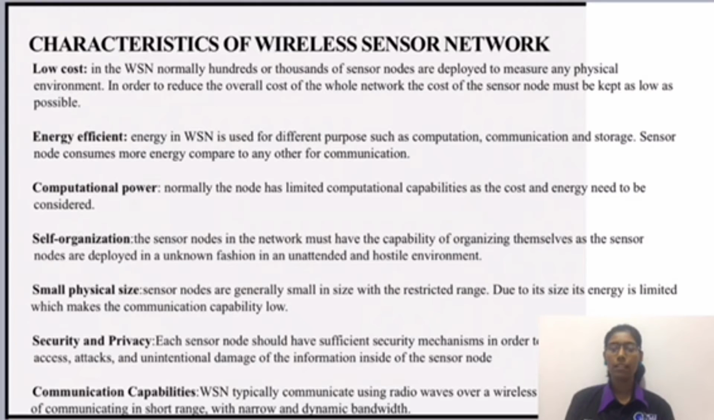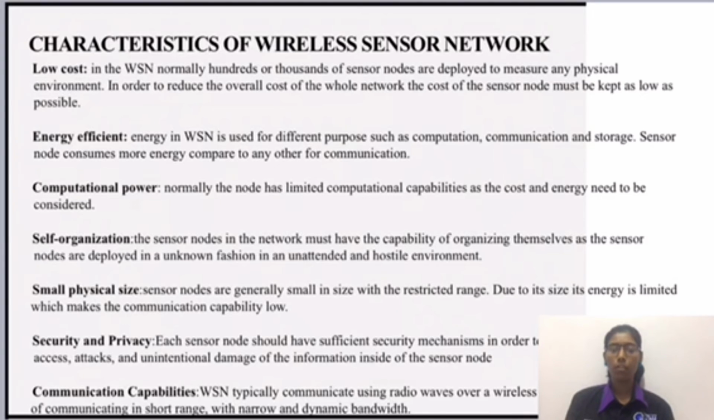Energy in wireless sensor network is used for different purposes such as computations, communication, and storage. Sensor node consumes more energy for communication compared to any other. Third point is computational power. Normally, the node has limited computational capability as the cost and energy need to be considered. Fourth point is self-organization. The sensor nodes in the network must have the capability of organizing themselves as the sensor nodes are deployed in an unknown fashion in an unattended and hostile environment.